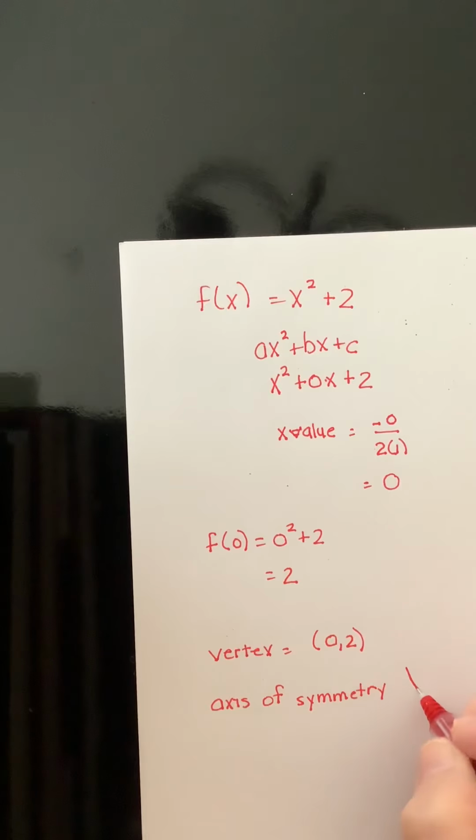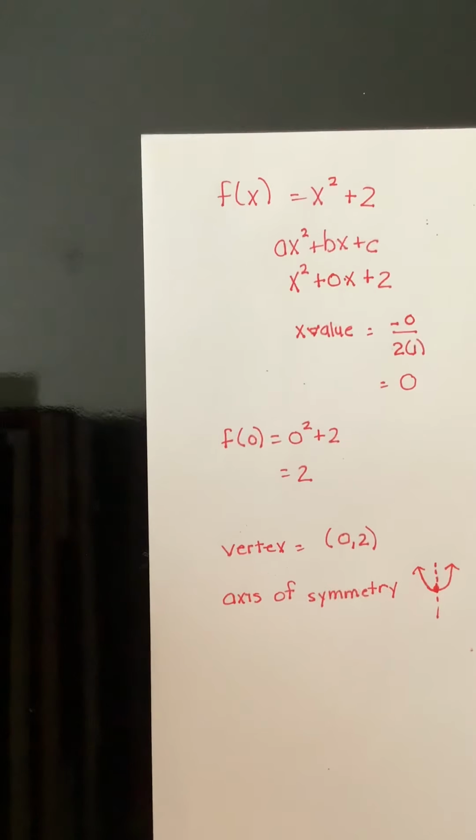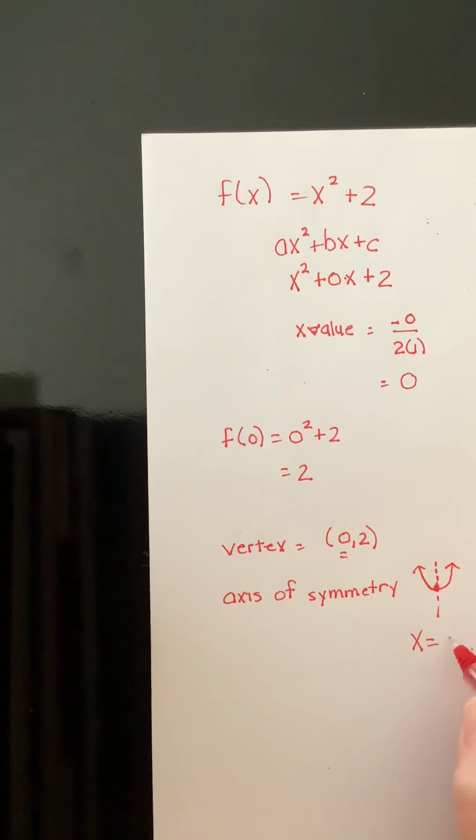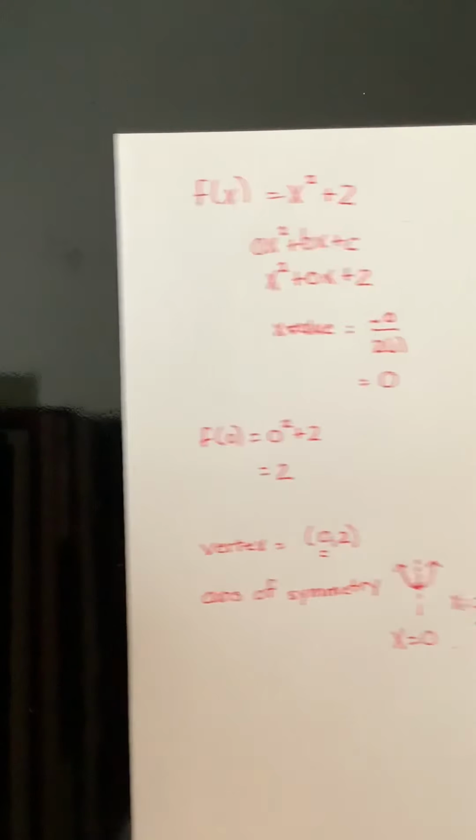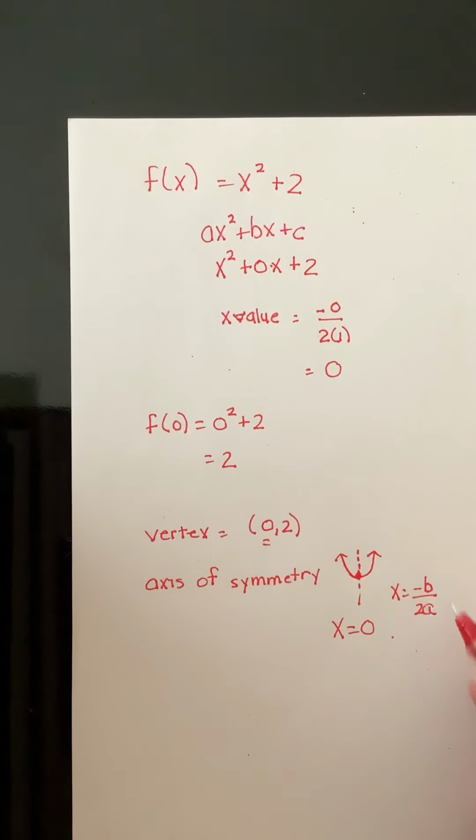If this were your graph, this axis of symmetry goes right through that vertex right there. To get the equation for the axis of symmetry, it's just going to be x is equal to whatever the x value is for your vertex. x is equal to 0. In math terms, x is equal to the opposite of b over 2a. This is your axis of symmetry.